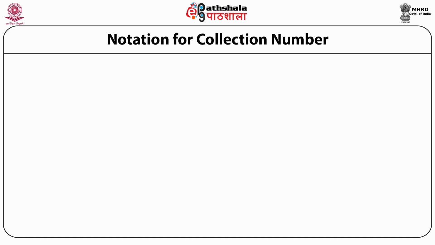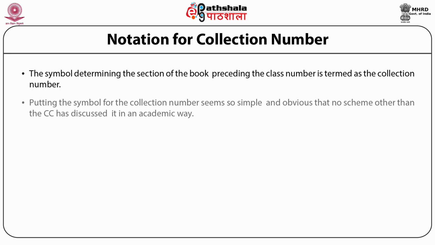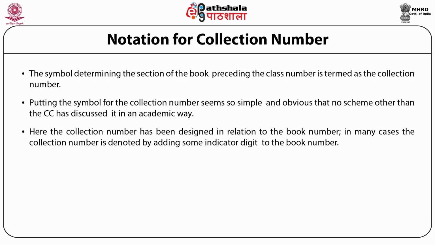Collection number is a part of the call number, that is, it determines in which section the book has been placed. The symbol determining the section of the book preceding the class number is termed the collection number. Putting the symbol for the collection number seems so simple and obvious that no scheme other than the CC has discussed it in any academic way. Here the collection number has been designed in relation to the book numbers.